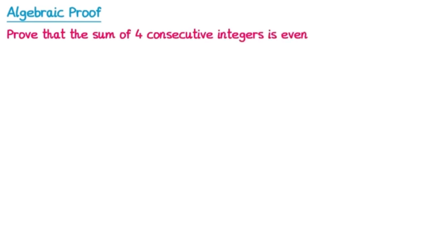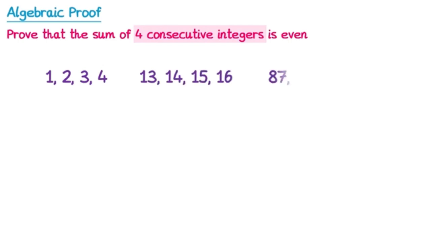Now we're going to move on and have a look at some different proofs. For this one, prove that the sum of 4 consecutive integers is even. The new part for this proof is the idea of 4 consecutive integers. Consecutive integers are whole numbers that follow on from each other. For example, 1, 2, 3, 4. 13, 14, 15, 16. 87, 88, 89, and 90. They're all consecutive because they follow on in order.